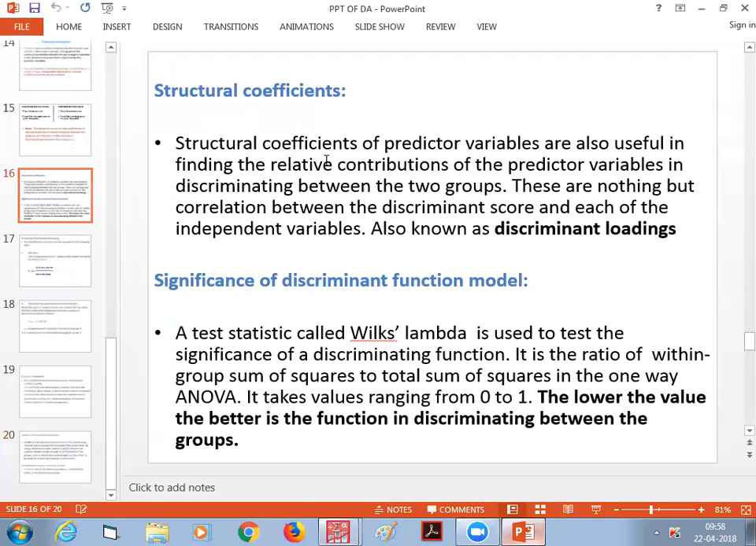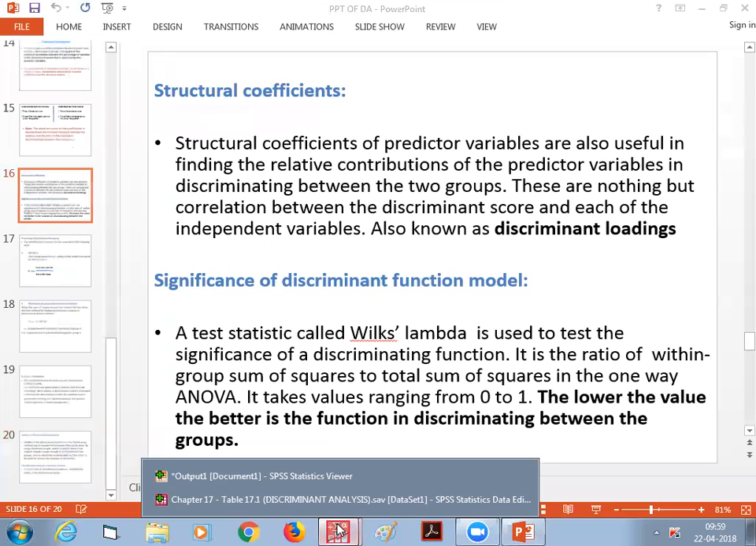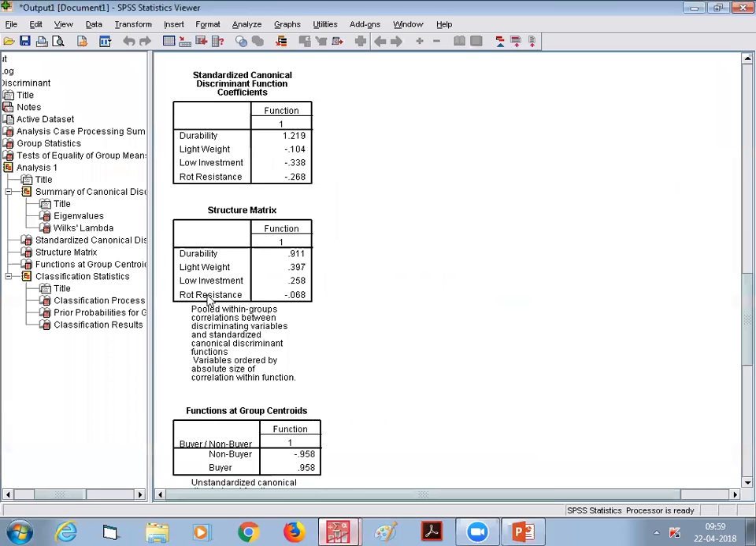Structural coefficients of the predictor variables are useful in finding the relative contribution of the predictor variables to discriminating between the two groups. They are nothing but the correlation between the discriminant score and each of the independent variables. Now come back to that sheet. I'll explain. The correlation here is 0.911, between the discriminant score and the individual variable. Similarly, it is a very high correlation. The discriminant score is very much affected by durability.